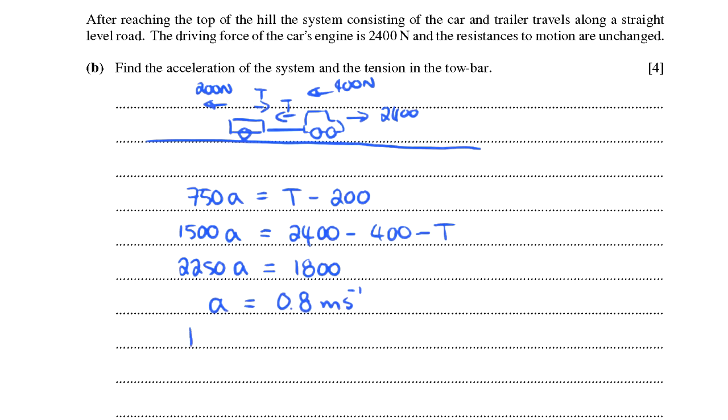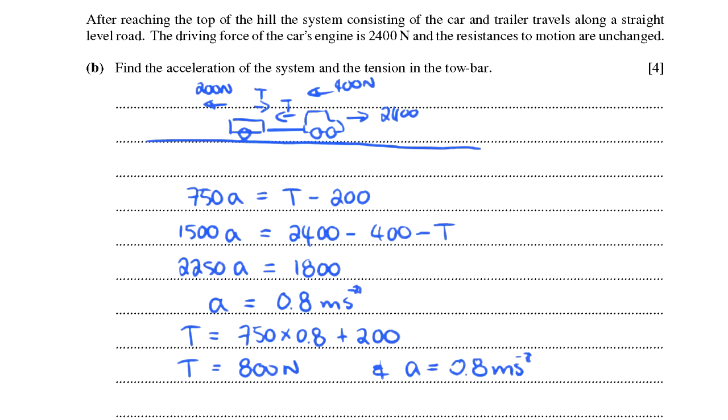All right, to find the tension, we just go back to one of the equations. The first one seems easier, and we'll get the tension is equal to 750 times 0.8. Move the 200 over to the other side, and that gives us a value for the tension of 800 newtons. Let's put the two answers on the same line again. Tension is 800 newtons, and the acceleration is equal to 0.8 meters per second squared. Hey, I didn't write squared before. Let's fix that.